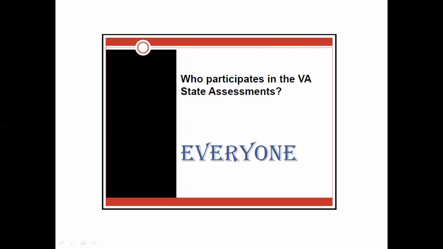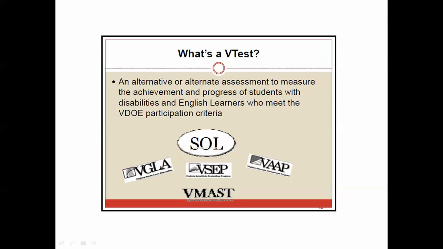So who participates in Virginia State assessments? Well, just about everyone. So what's a V-test? A V-test is an alternate assessment to measure the achievement and progress of students with disabilities and English learners who meet the VDOE participation criteria. For this flipped session, we'll be talking about the VAAP.